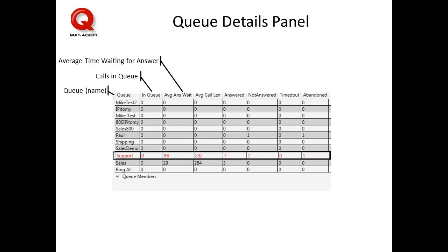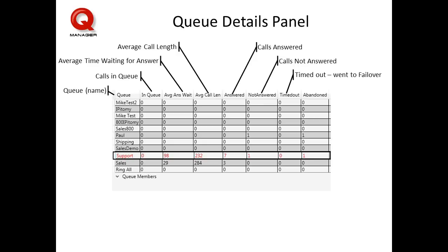Details are provided for each queue listing queue name, quantity of calls in queue, average time that calls waited in queue before being answered, average queue call length, number of calls answered in this queue, number of calls not answered in the queue, number of calls that timed out and went to the failover destination, and the number of callers that abandoned the queue before being answered.